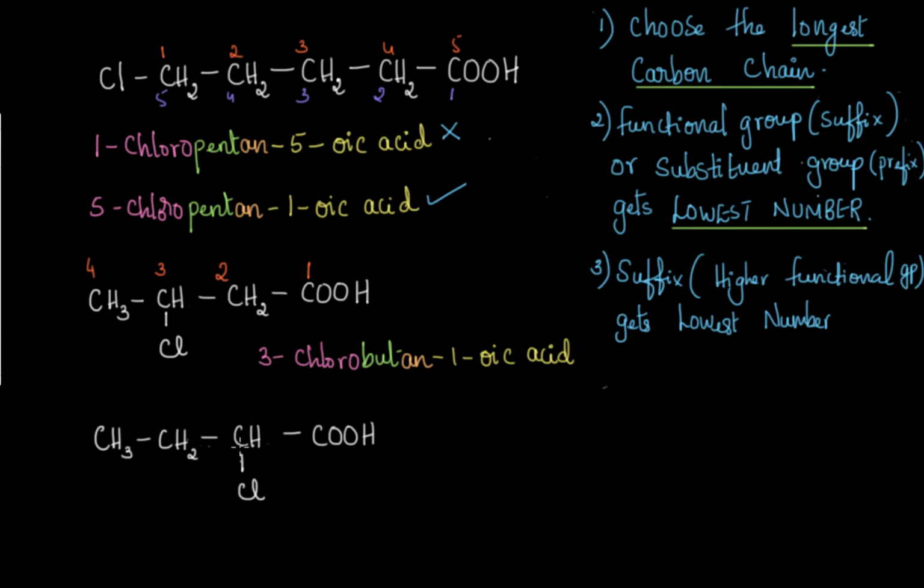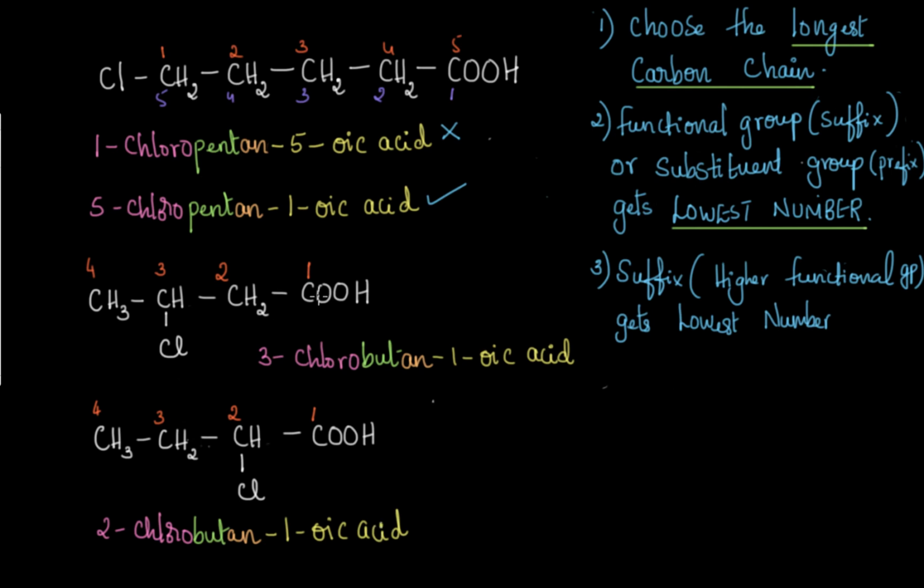So I can see that these two compounds are similar, the only difference is that the position of Cl is different, and since we have both suffix and prefix present, we have to give the lowest number to the suffix. So this carbon will have number 1, and we have the longest chain in this direction, so 2, 3, 4. Now we can see that the chloro group is attached to the second carbon, so we call it 2-chloro, and the rest of the things are the same: butane-1-oic acid.